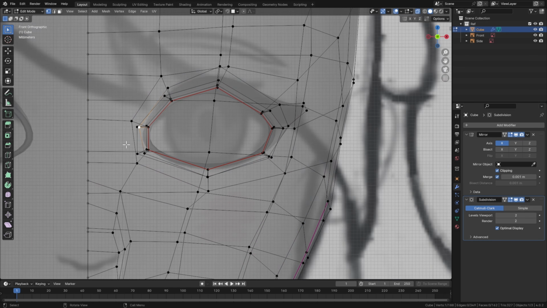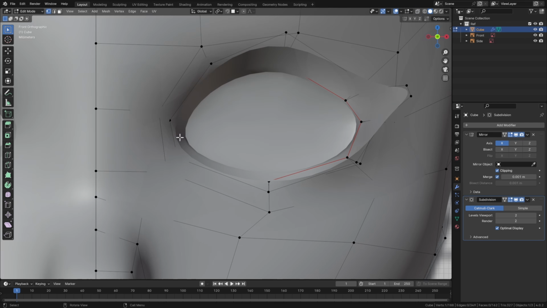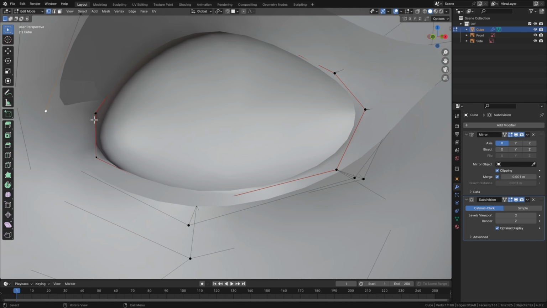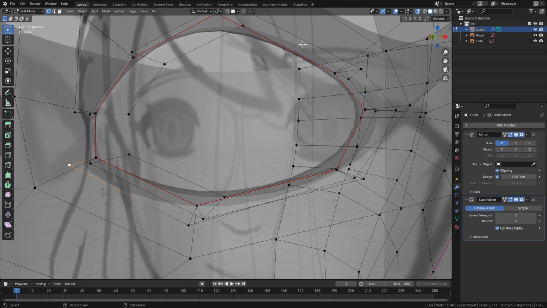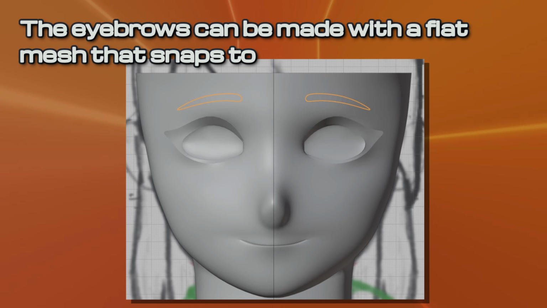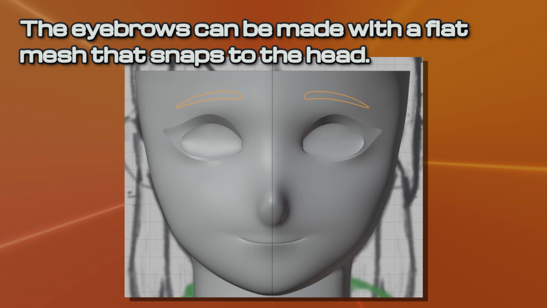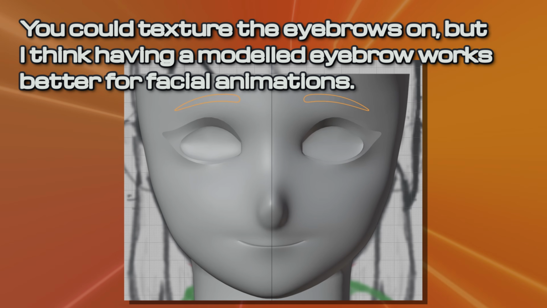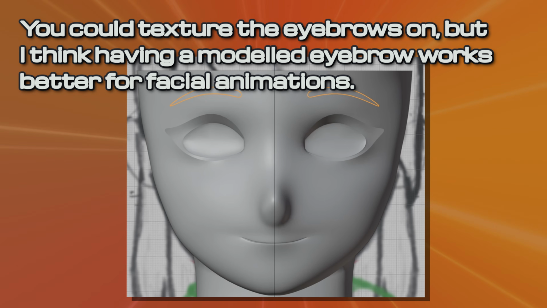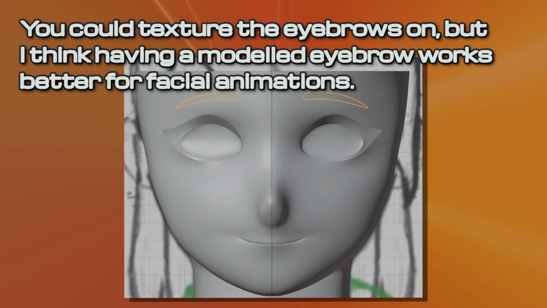If your character has space between eyelashes, you can remove it simply by selecting that area and using X to delete the face. I like to slide the remaining vertices down closer to the eye socket as well. The eyebrows can be made very simply with a flat mesh that follows the reference and snaps to the head. It's true that you could also draw the eyebrows on when you texture your character, but I think having modeled eyebrows works better when it comes to facial animations.